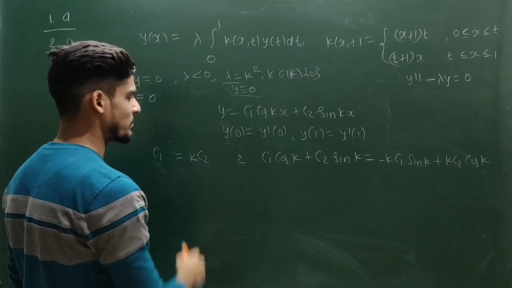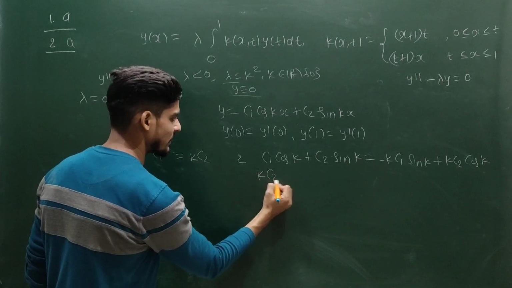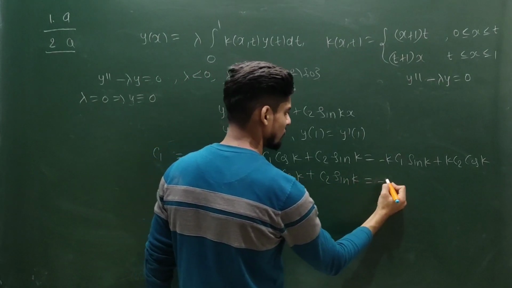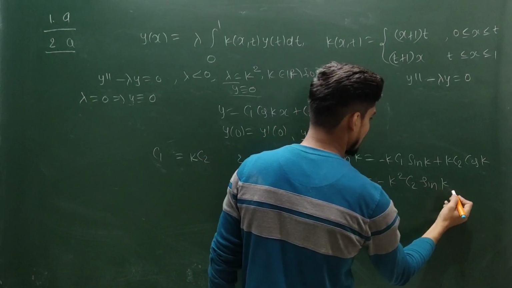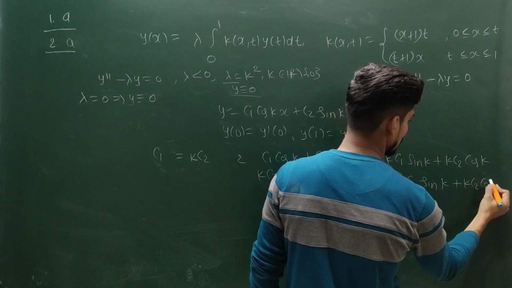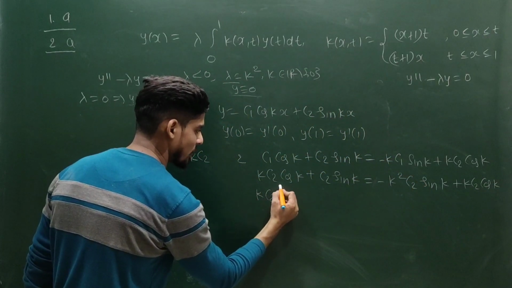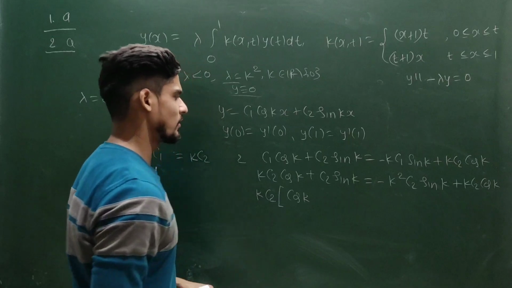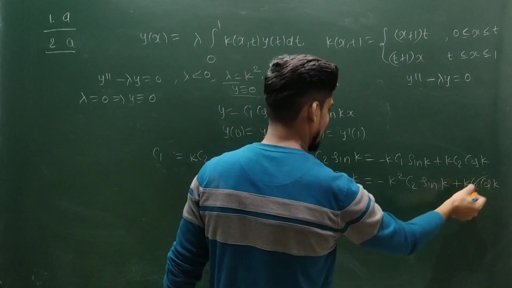So, and c1 is equal to k times c2. Okay, let us put c1 is equal to k times c2. So k c2 cos k plus c2 sin k minus k square c2 sin k plus k c2 cos k. So I can take k common out, c2 common out. I will be having cos k. Okay, this term will get cancelled out. This will get cancelled out.